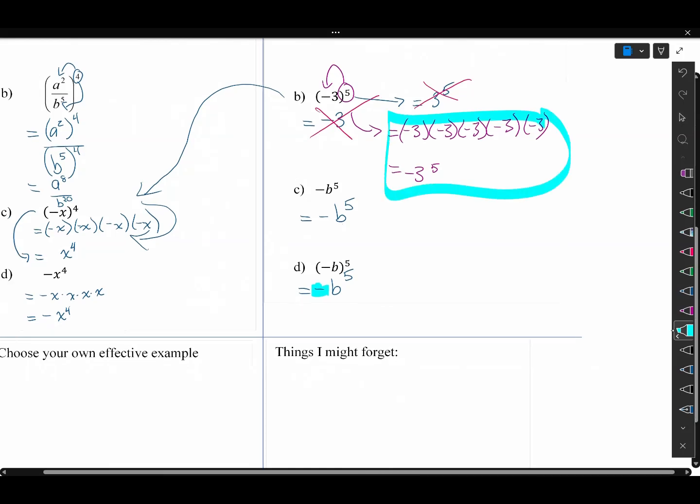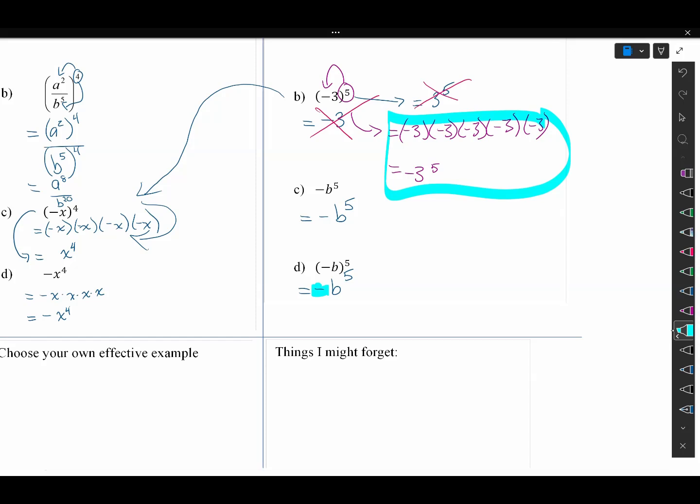If you followed along, I'm hoping you feel a little bit more comfortable with fractions and negatives involved in or around your base. Nice work.